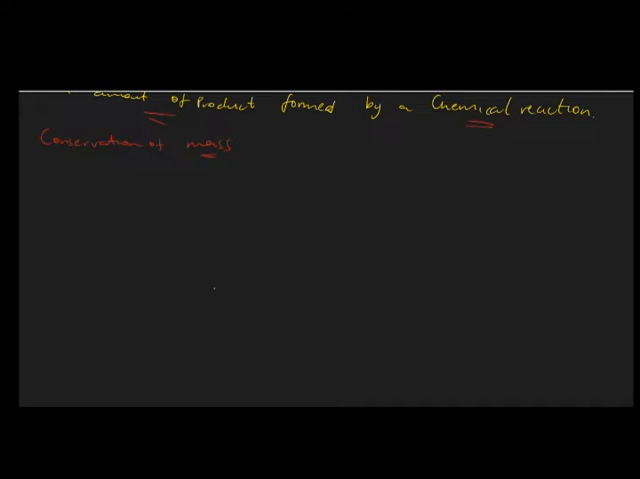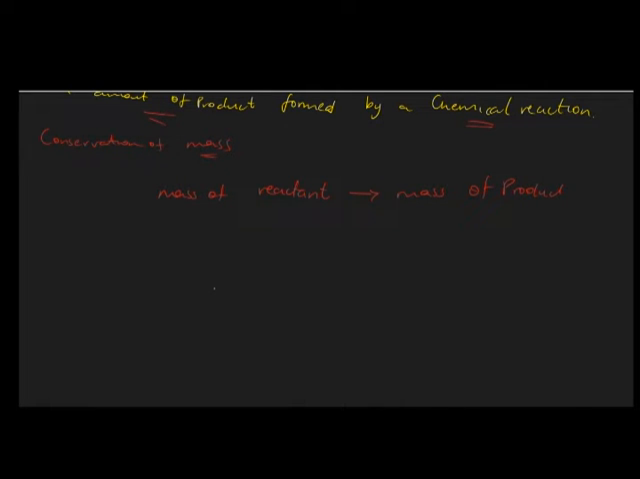The amount of mass present at the beginning of a reaction is going to be the same as the amount of mass at the end, right? So that means mass is conserved, and therefore the mass of the reactants is the same as the mass of the products.